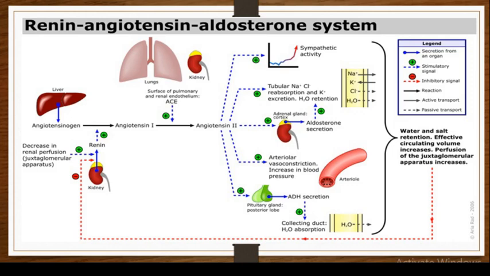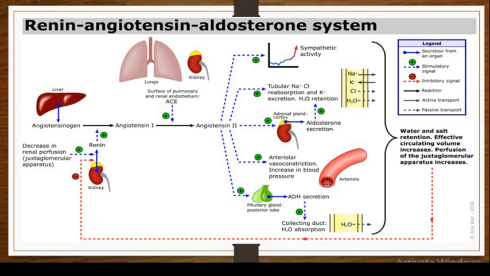So, this angiotensin 2 will now have a positive effect on the sympathetic nervous system in the first place. By so doing, it increases the sympathetic activity of the heart. There will be increased heart rate, as well as increased contractions of the heart.